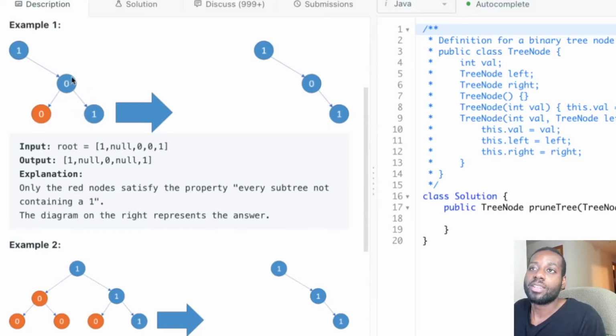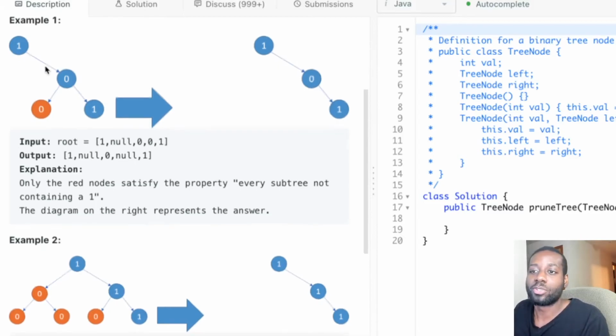And then now zero can make a decision. My left side is null, so I set my left side to null. But I got something coming from my right side. So because of that, I'm going to return to the parent, there exists a one from your right subtree, so don't set it to null. Don't prune it.